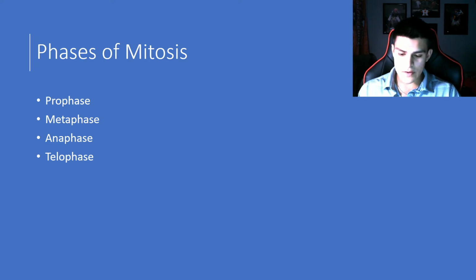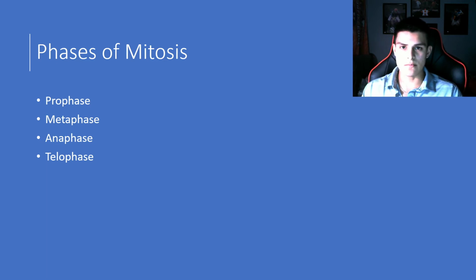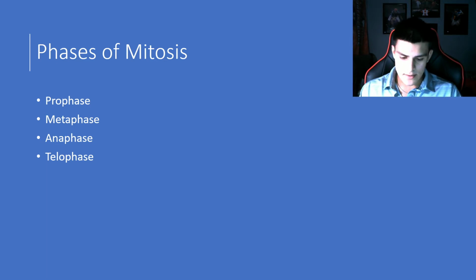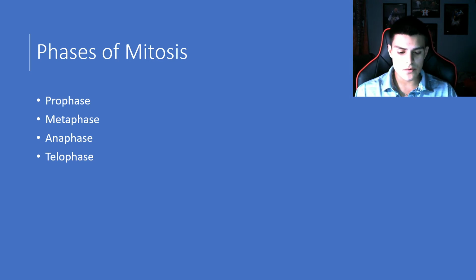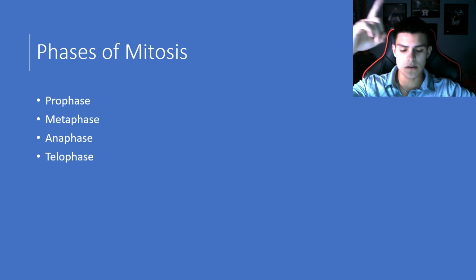In the late prophase, the nuclear envelope breaks apart and allows the chromosomes to float freely around the cytoplasm of the cell. At the same time, the centrosomes, which is a bundle of centrioles, which was an organelle I mentioned earlier, begin to move towards the opposite sides of the cell.